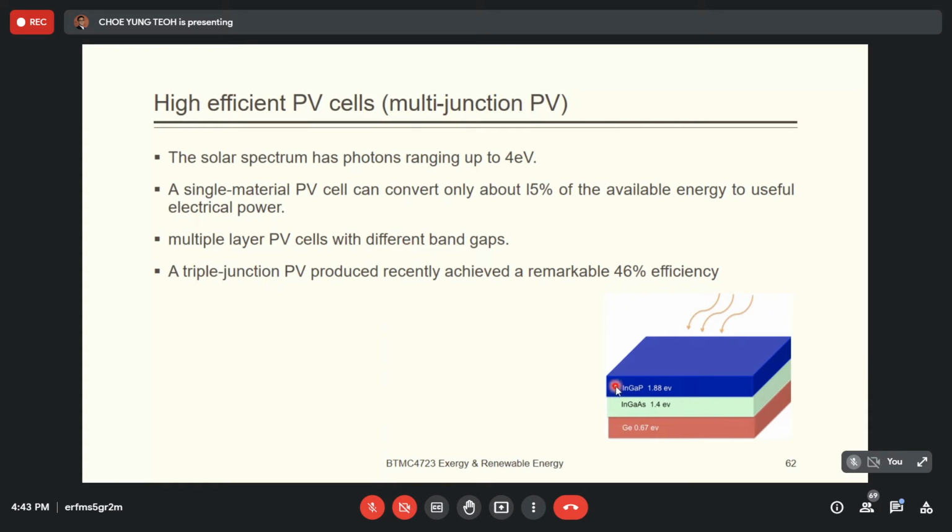This system we call a multi-junction photovoltaic, and the efficiency can go up to 46%. For our normal panels, 15, 17, 18% is really good enough, but this one can go up to 46% because each layer gives you about 15%. So 3 layers will give you around 45, 46%. This is the highest efficiency photovoltaic that we have right now. But the cost is also the highest.